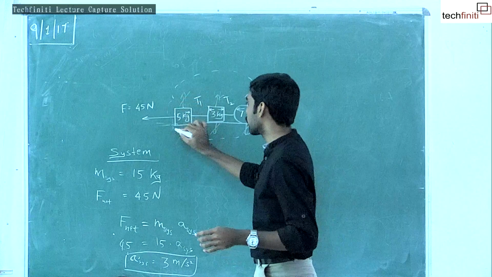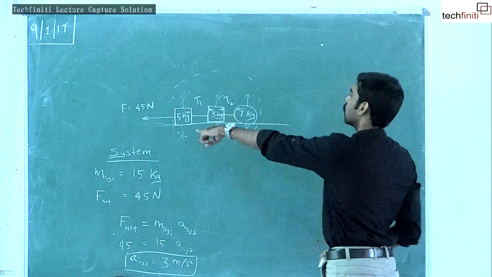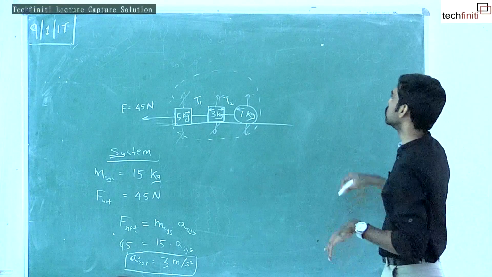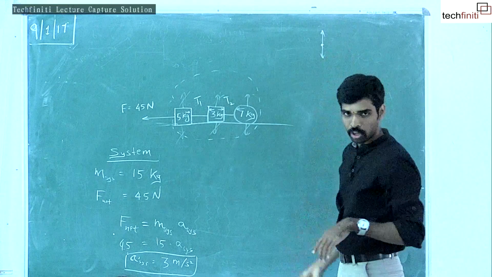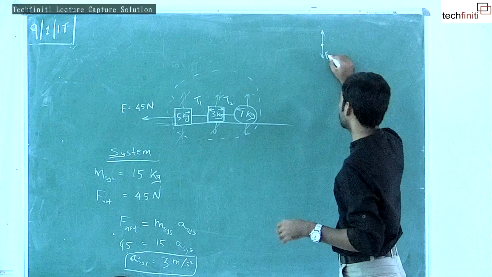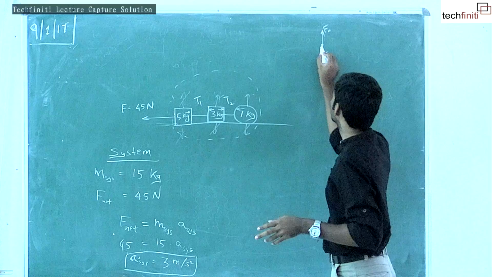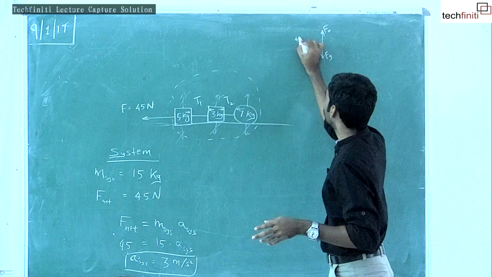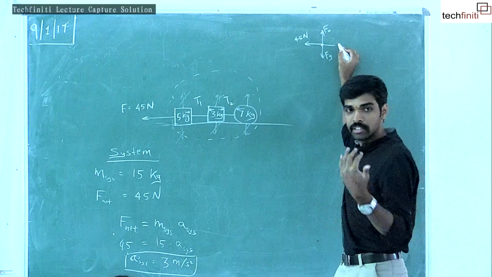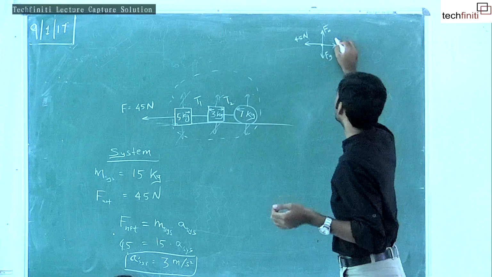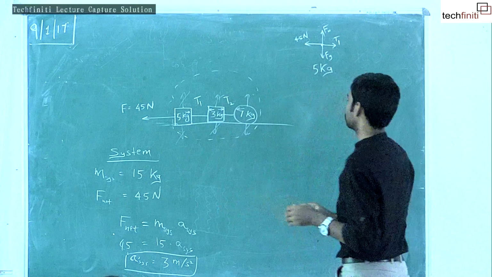Now I am drawing the free body diagram of this 5 kg mass. What are all the forces acting on the 5 kg? As we know, there is the gravitational force and the normal force, which are equal. I am writing them as Fg and Fn. Then the 45 Newton, which is being given, and the tension. In which way is it acting? Away, opposite. Okay. So this is T1, right? This is the free body diagram for the 5 kg.